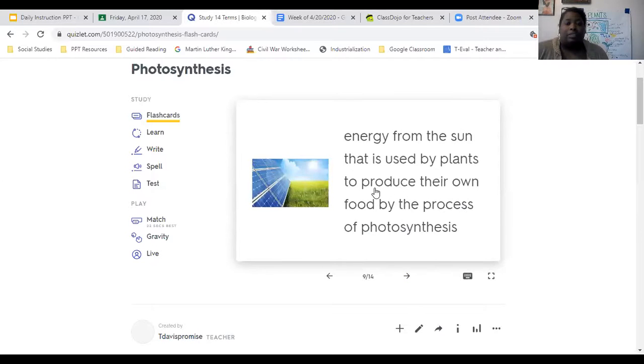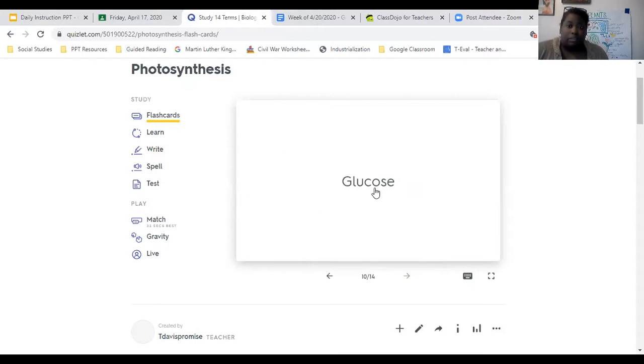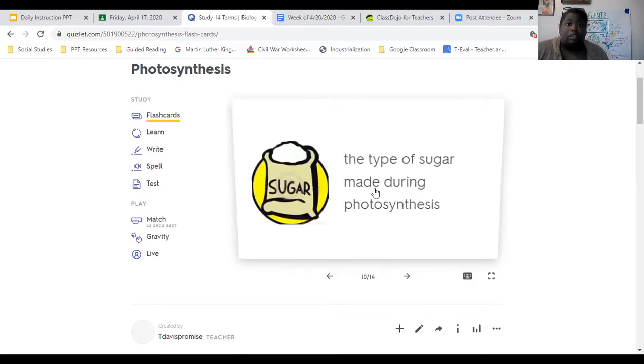My turn. Sunlight, your turn. Sunlight is energy from the sun that is used by plants to produce their own food by the process of photosynthesis. My turn. Glucose, your turn. So glucose is the simple sugar that is made during photosynthesis.